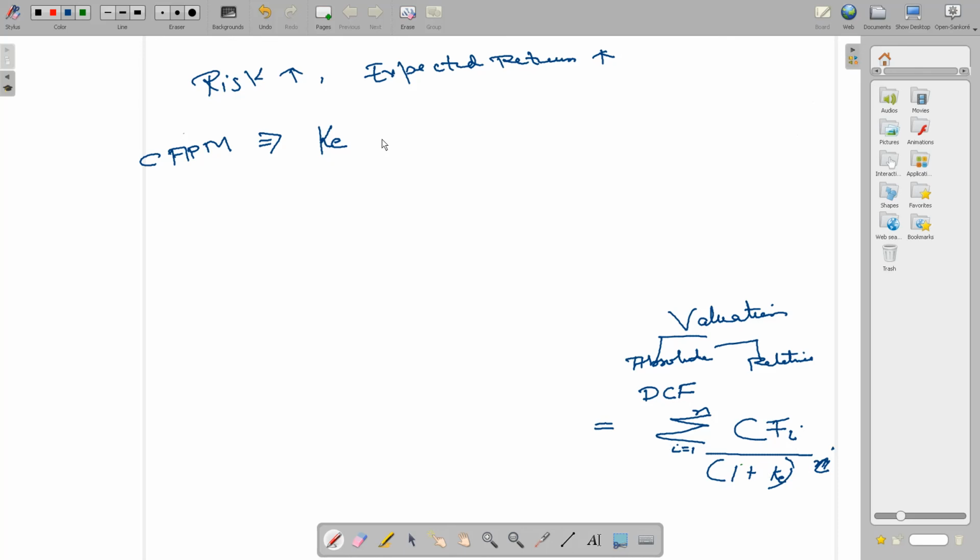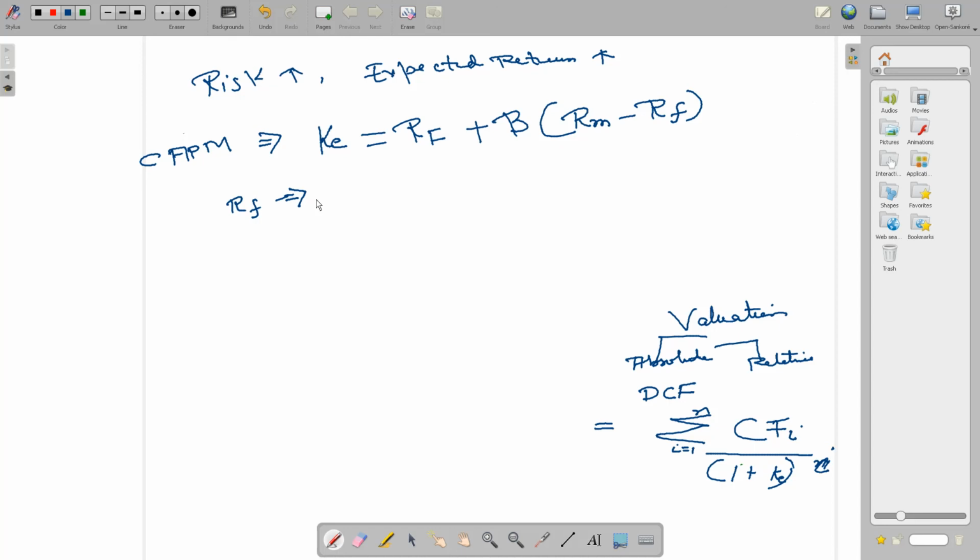Now we again come to the CAPM formula, where cost of equity is the risk-free interest rate plus beta of a security into expected return from the market minus risk-free return. What is risk-free return? Risk-free return is where there is no risk as far as the principal repayment is concerned, and also the interest risk is not there.